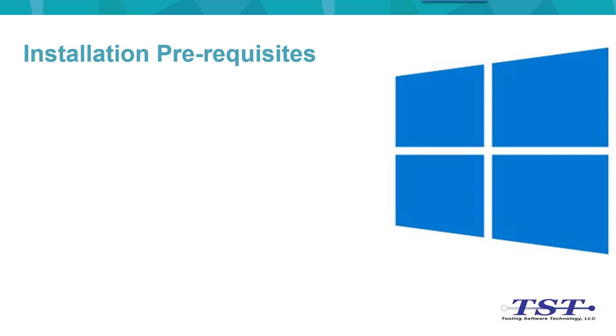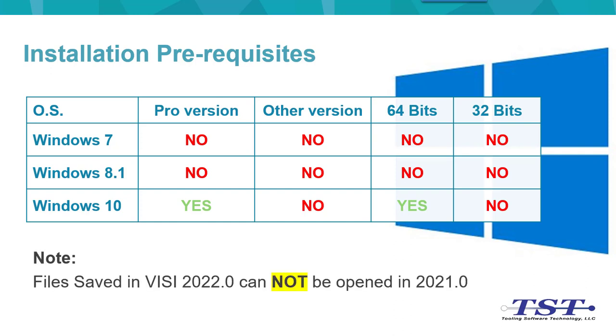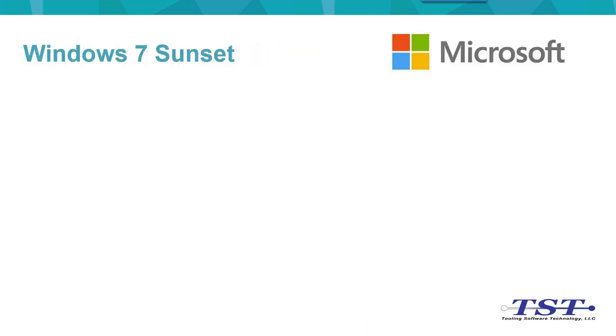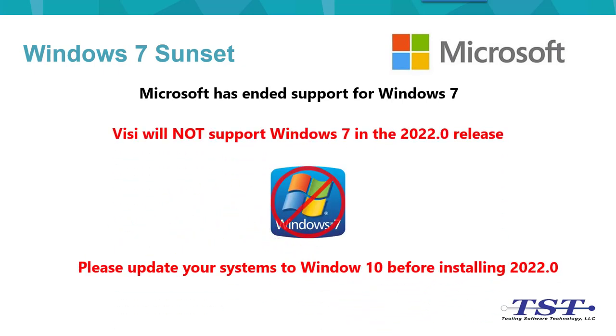So we'll go into some of the installation prerequisites. Within the VISI 2022 release update, you do need to be on Windows 10, the Pro version, and 64-bit. Windows 7 and Windows 8 are no longer supported. Files saved in 2022 cannot be opened in VISI 2021 or previous versions. As we mentioned, Windows 7 is in its sunset stage. Microsoft no longer supports it, so our suggestion is to get up to date with Windows 10 before installing 2022.